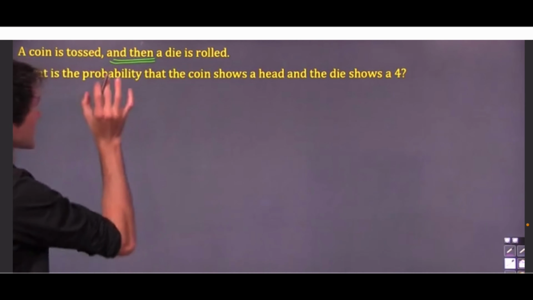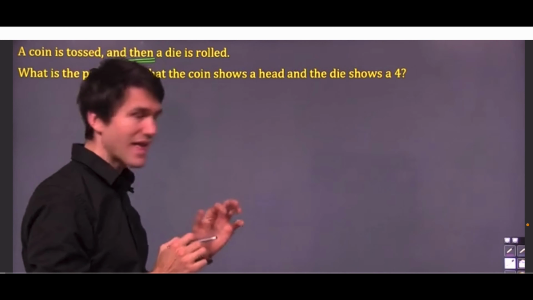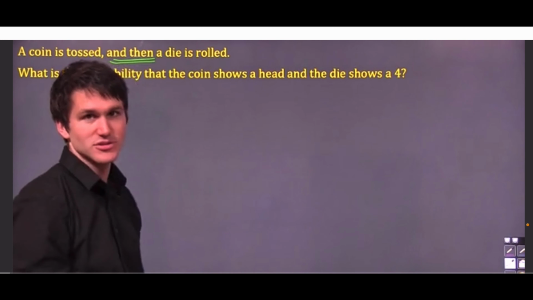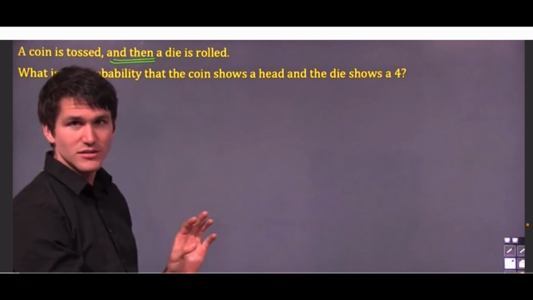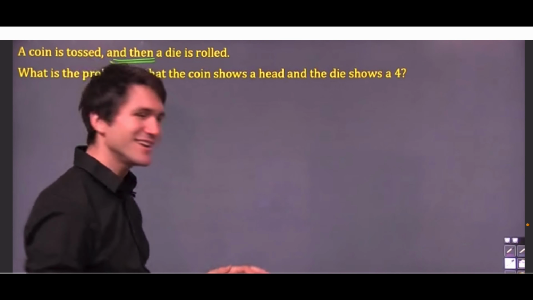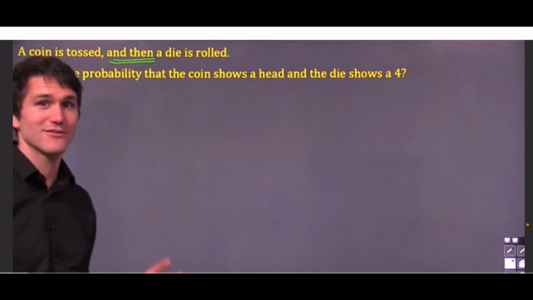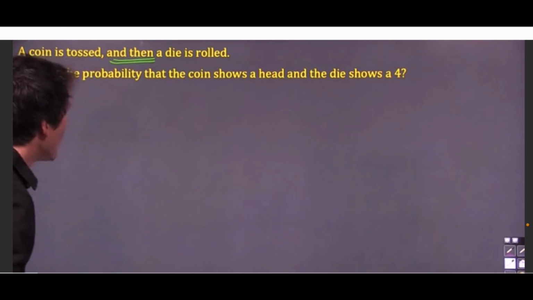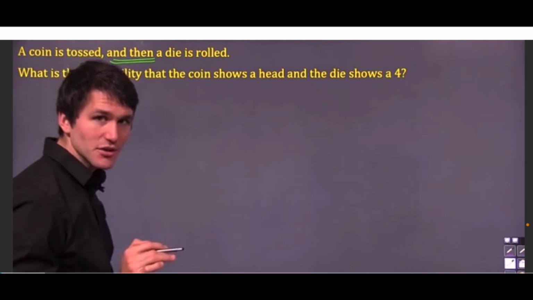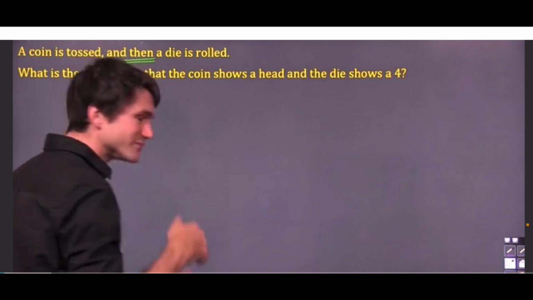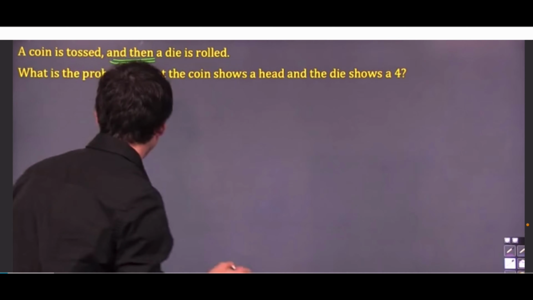This is two separate trials. A coin is tossed, one trial, and then a die is rolled, a second trial. Order doesn't matter so much, but the key thing to note here is that you have two trials. A good way to make this concrete in your minds is to first draw this out as a tree diagram.